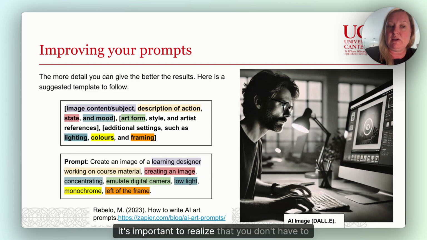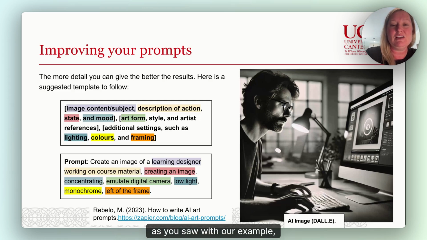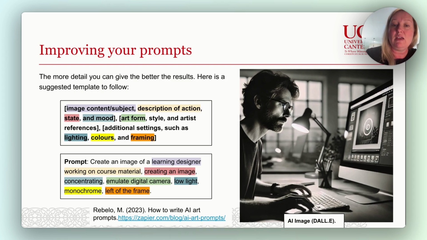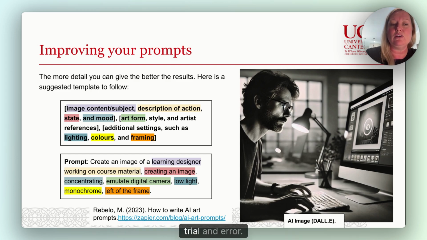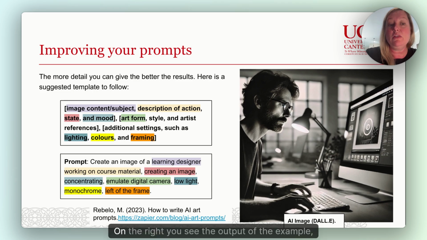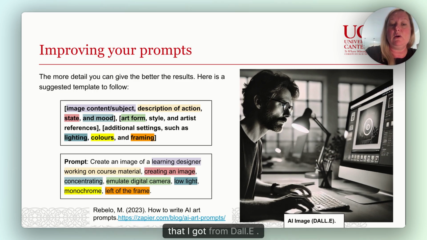However, it's important to realize that you don't have to put all this information into your image, as you saw with our example, to get something good. But the more specifics you give, the better that it's going to align with what you're looking for. This, however, needs to be a little bit balanced, as too much detail that you put into it can actually also confuse the output. So it's a delicate balance that does require that trial and error. On the right, you see the output of the example that I got from DALL-E.